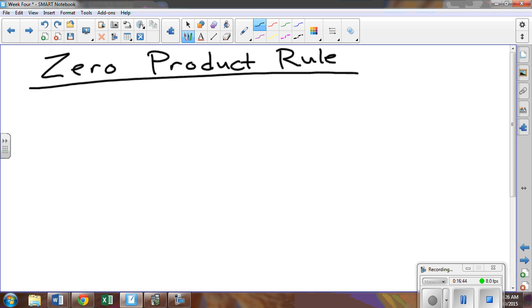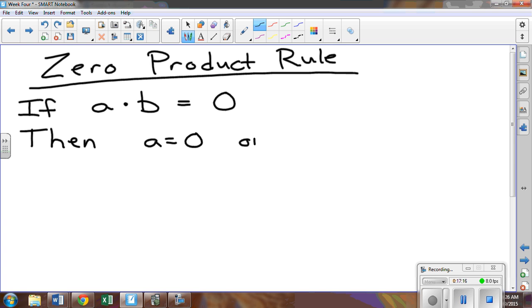Basically, if you are working with real numbers and you have a product of real numbers which equals 0, you can see why it's called the zero product property, because it's a product that equals 0. If that happens, then one of those things has got to be equal to 0. There's just no other way around it.